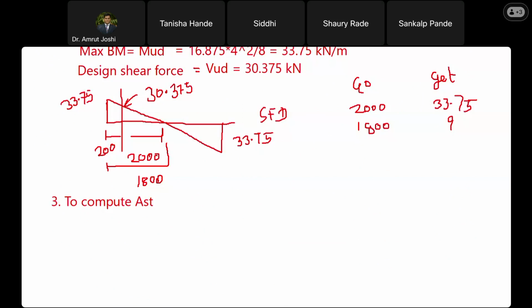So let me use Fe 500 grade steel and M20. If I am going to use that, can you tell me the value of KUB, or the value of RUB? What is RUB? Just a second. For Fe 500 and M20, what is the value of RUB?